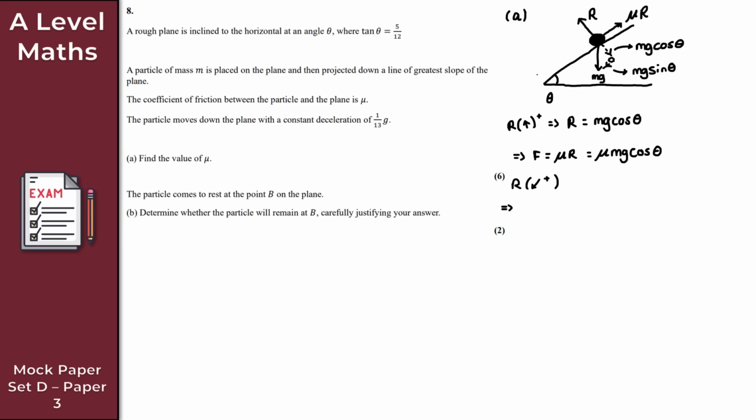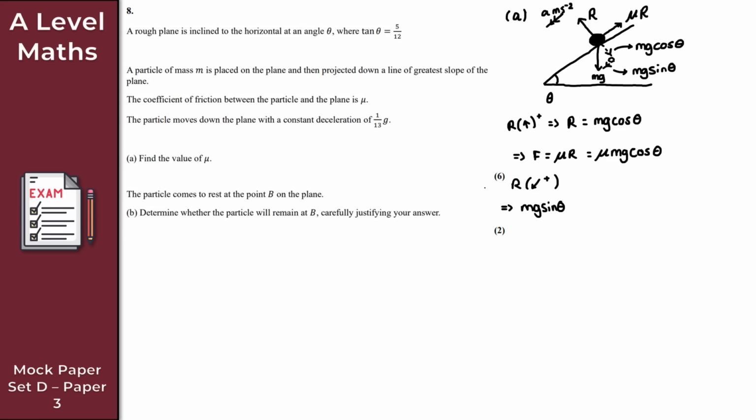So what do we get here? We do have acceleration here. It accelerates down the plane, so a meters per second squared. So we do need to account for Newton's second law, F equals ma. That is relevant now for resolving parallel to the plane. So what do I get then? Acting down the plane, I've got mg sin theta.